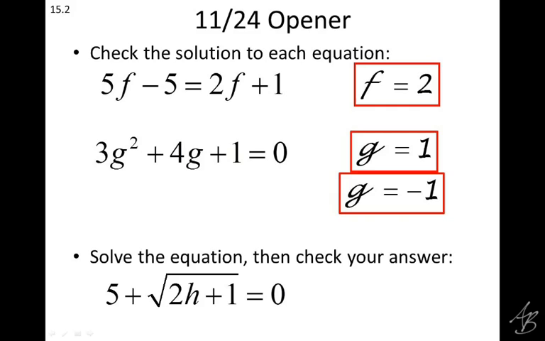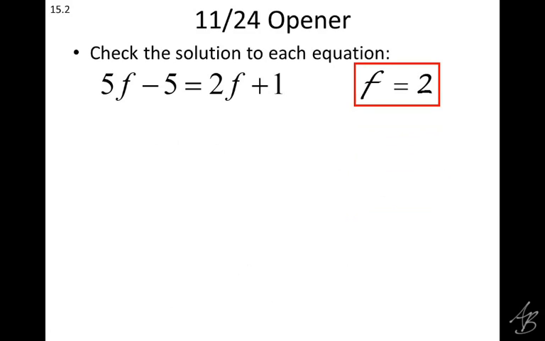And then the last one, we're going to want to solve it on our own and then check to see if that answer is correct. So let's start with this one. How do I check to see if f equals 2 is the correct solution to this equation? What's the first thing I do? Yeah, we're going to substitute this 2 in anywhere we see an f in the equation.